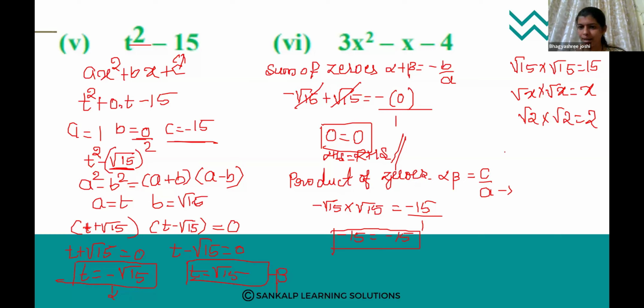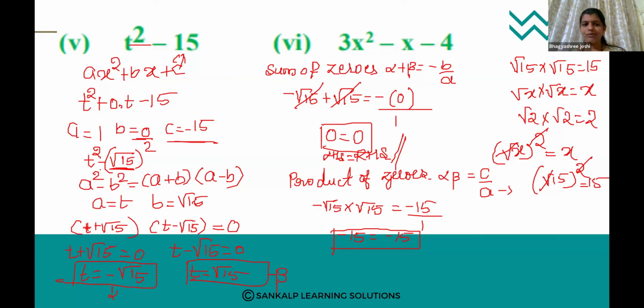So if this is still not clear to you, root x into root x means root x whole square. Right? This 2 and this root will get cancelled. What you will get? x. Like that, root 15 whole square, 2 and root will get cancelled. You will get 15. So root 15 into root 15. Right? So root 15 whole square is equal to 15. So for that reason, I have written root 15 whole square here.